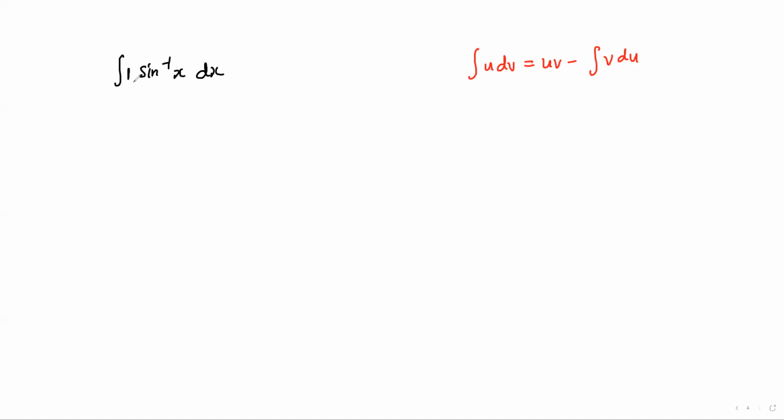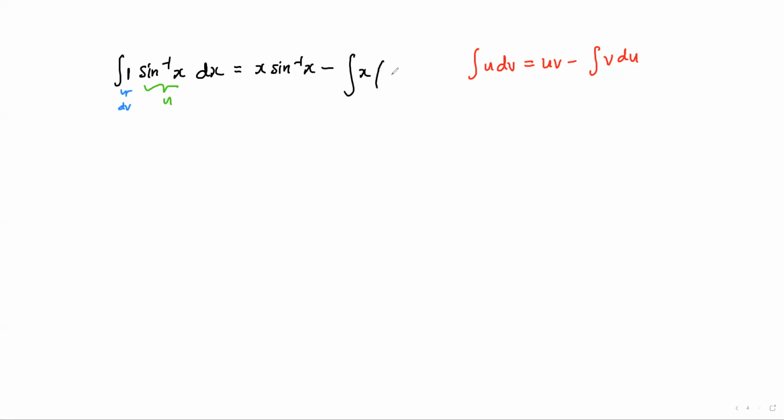Okay, so dv is normally assigned to the function that is easier to integrate. So if you compare 1 and sine inverse x, it's quite obvious that 1 is easier to integrate. So I will let this be dv, and then I will let sine inverse x be u. So this will be uv. v is basically x, and u is sine inverse x, minus integrate v du.